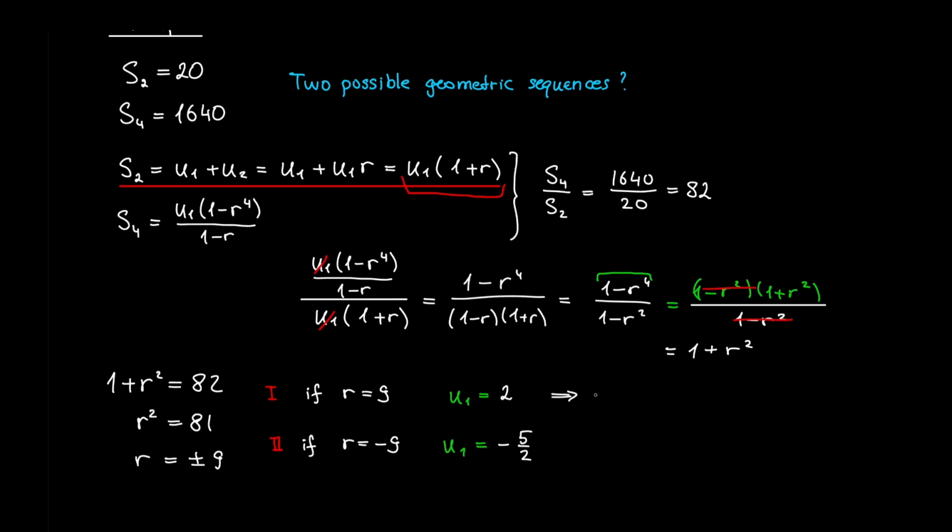So for the first case, the general term of the sequence is going to be un, which is equal to 2 times 9 raised to the power of n minus 1. For the negative common ratio, or the second case, the general term of that geometric sequence is going to be negative 5 over 2 multiplied by negative 9 raised to the power of n minus 1. And here we have found the two possible geometric sequences.